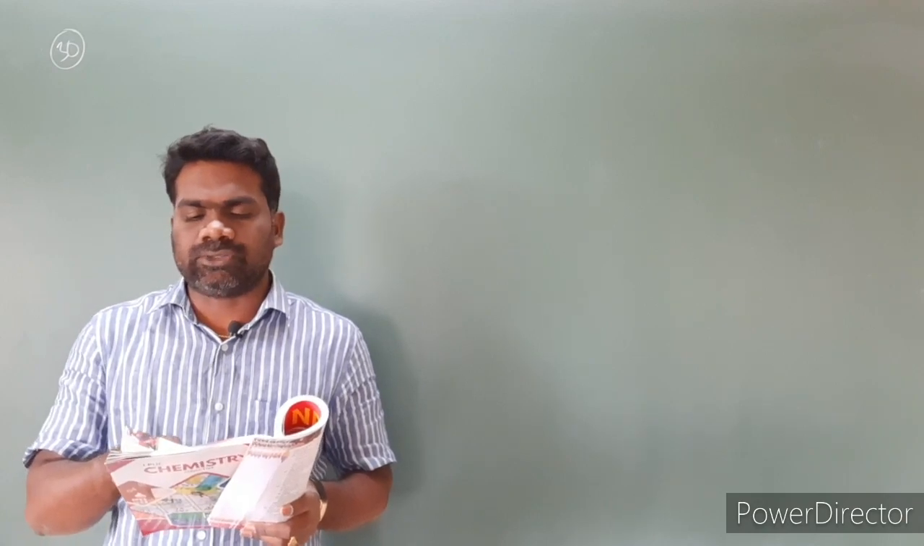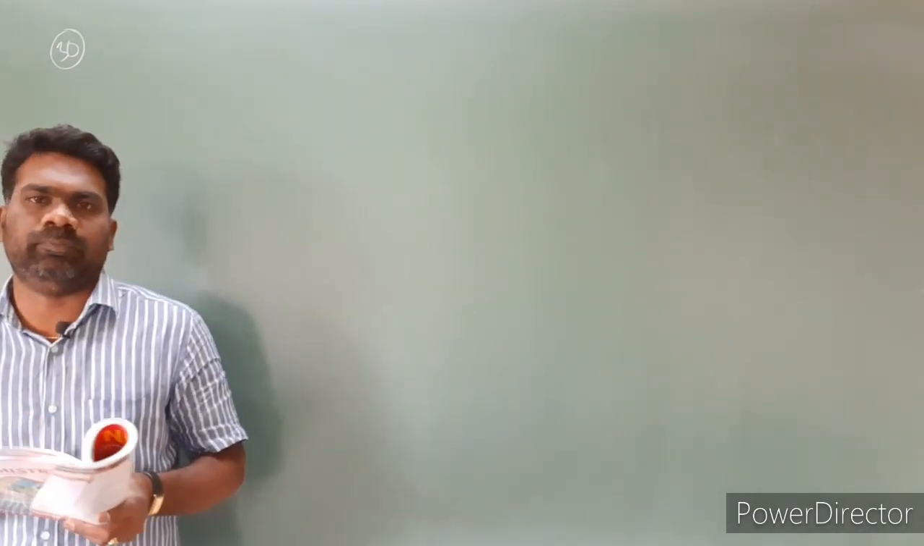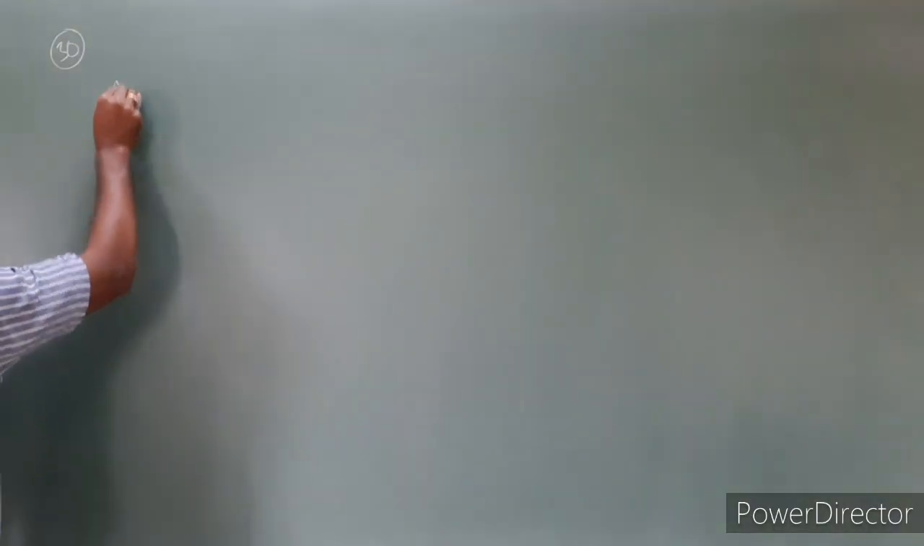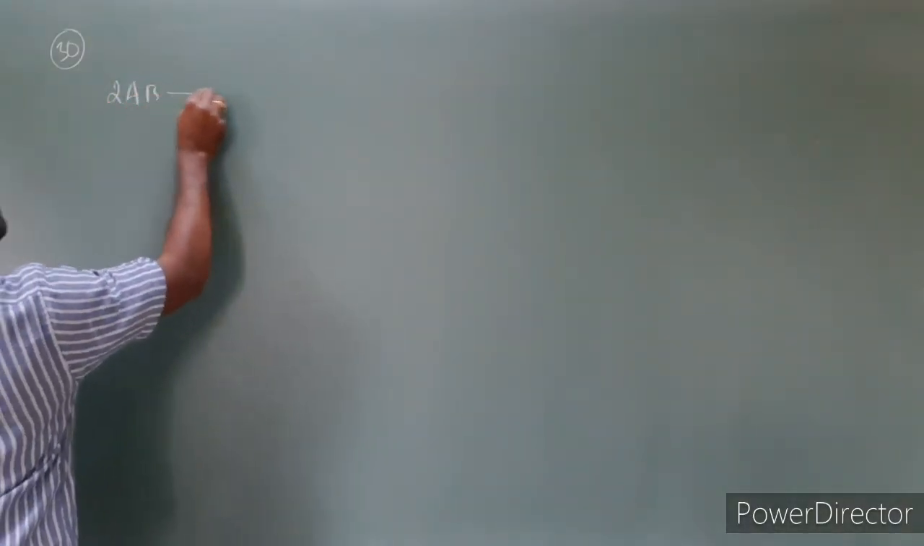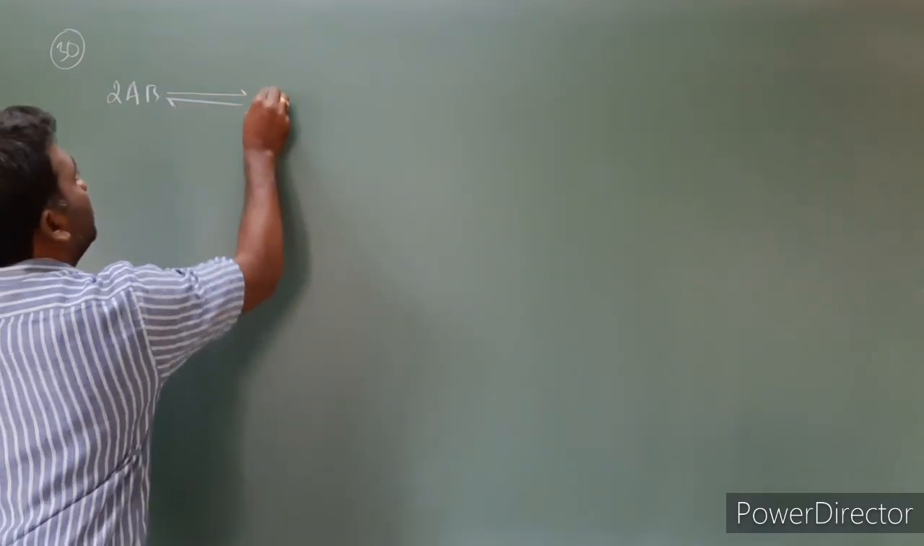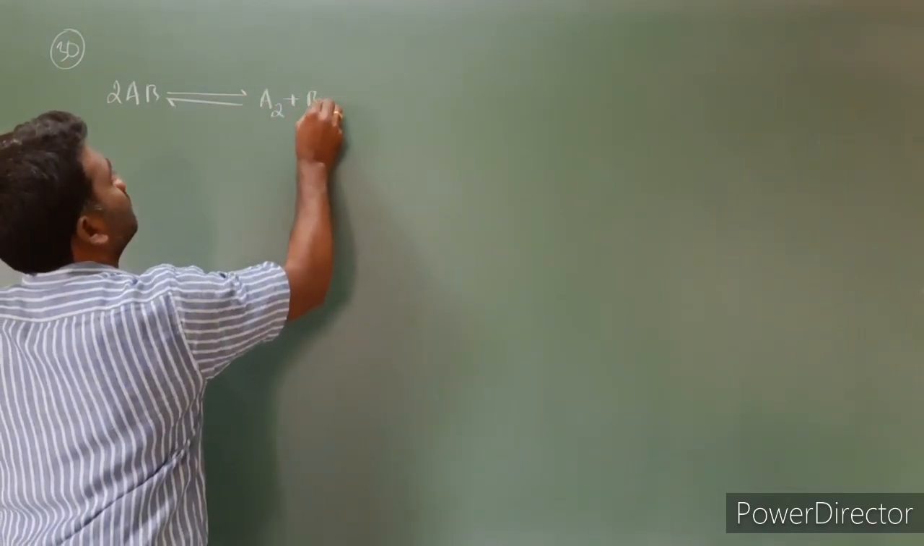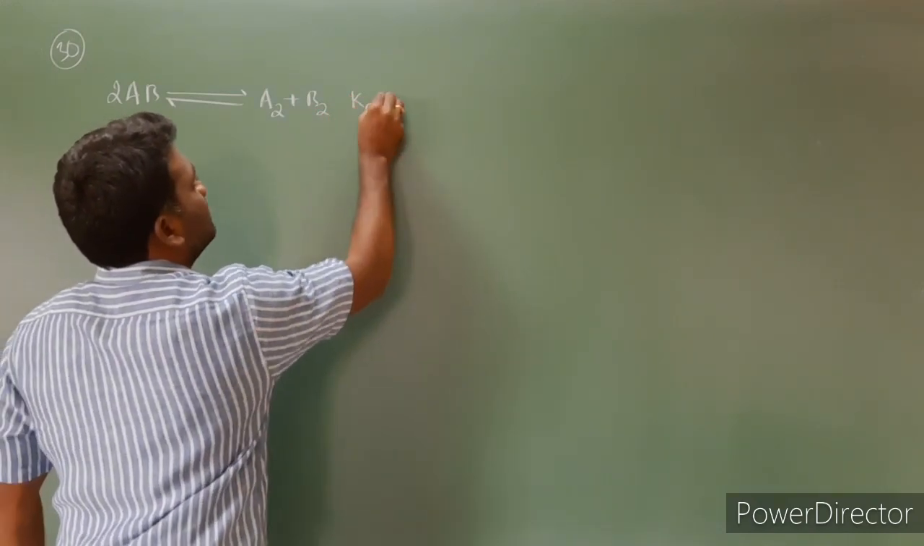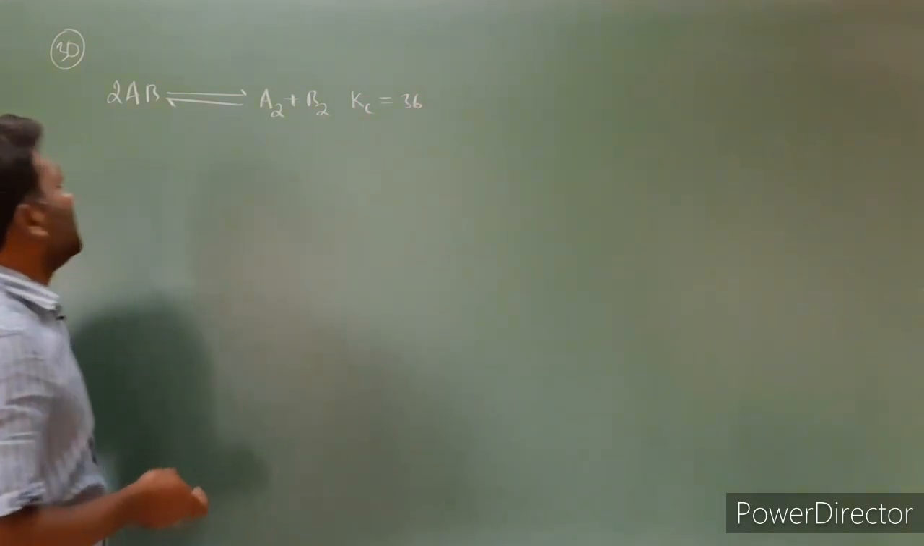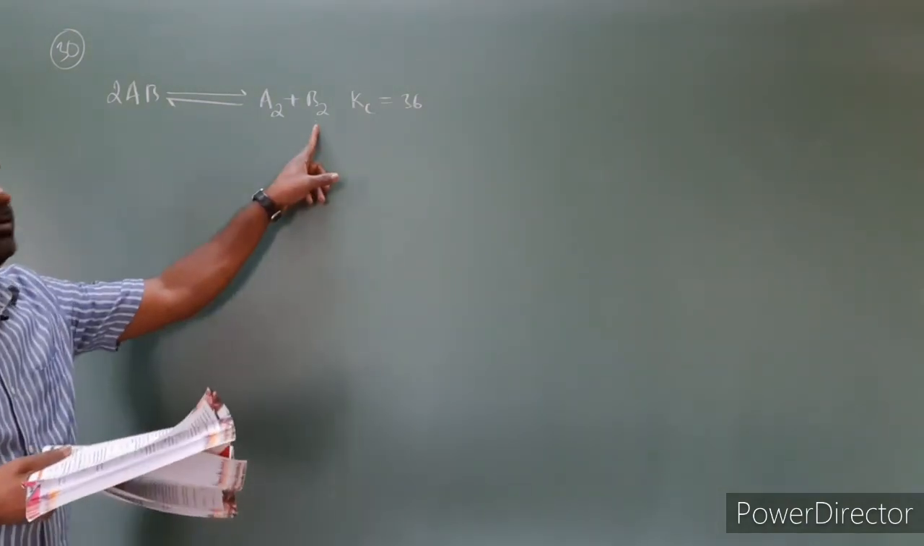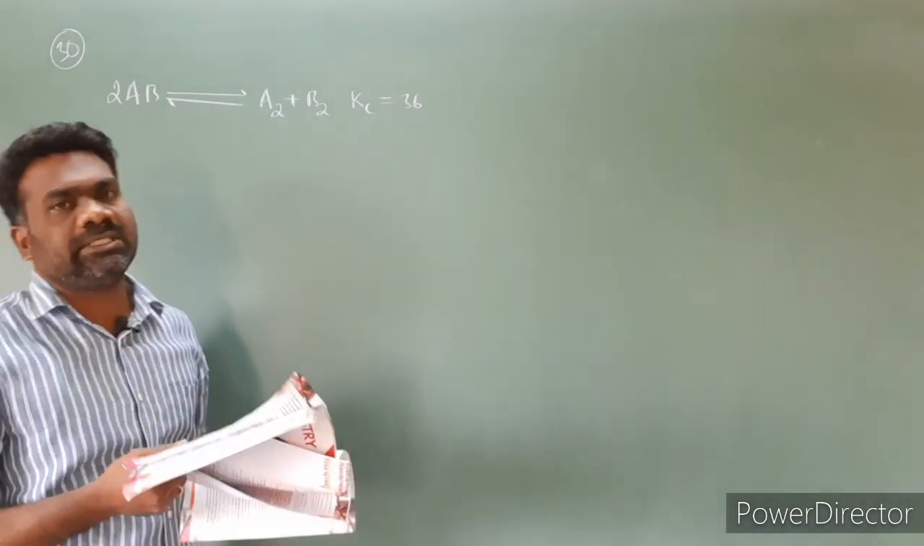Next, question number 30. If the equilibrium constant for the reaction 2AB gives rise to A2 plus B2 is 36, what is the equilibrium constant for AB gives rise to half A2 plus half B2? So first let us write the equation. 2AB gives rise to A2 plus B2. For this reaction, Kc is given as 36.